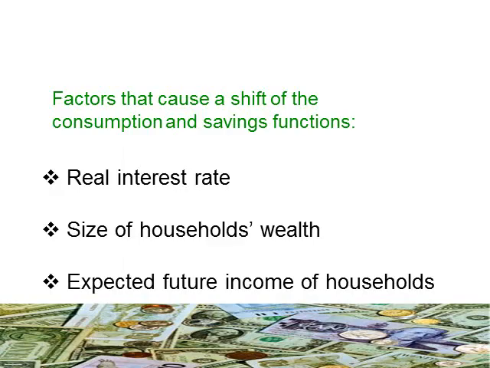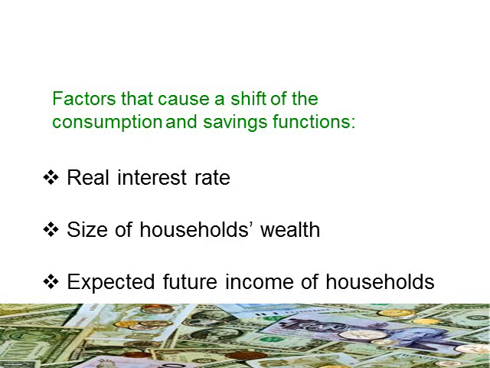Now, our consumption and savings function can shift. That means the curve can shift higher or lower. That means our autonomous consumption, also autonomous savings, can go higher or lower. Now, what does this mean in layman's terms? That means we are spending more even when our income does not change, or we could be spending less even though our income does not change.